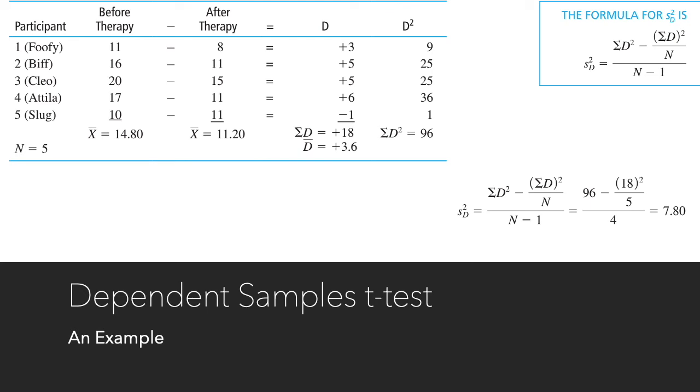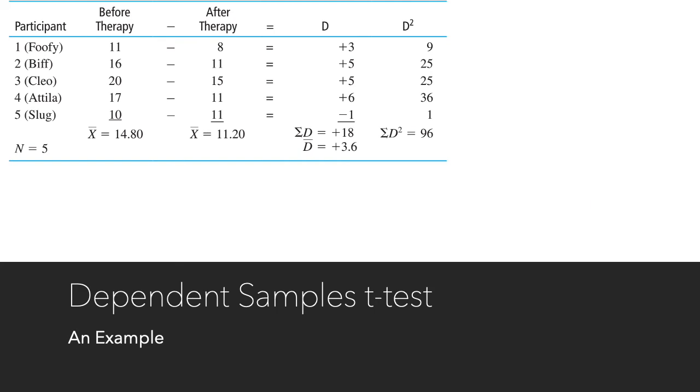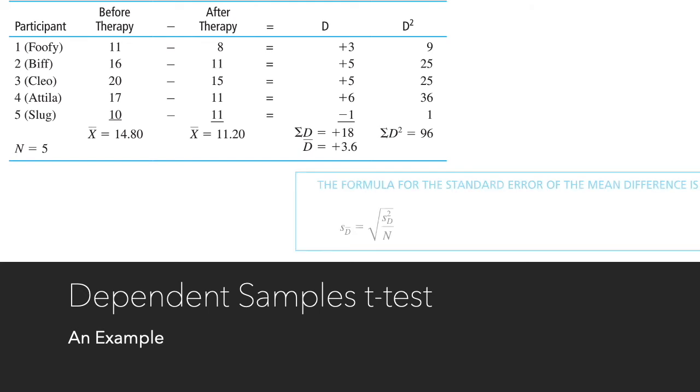Here's the math. You plug it in, and you end up with a variance score of the difference of 7.80. Okay? That's step 1. So we'll do the next part, he says, smoothly. My apologies. A little technical problem there.